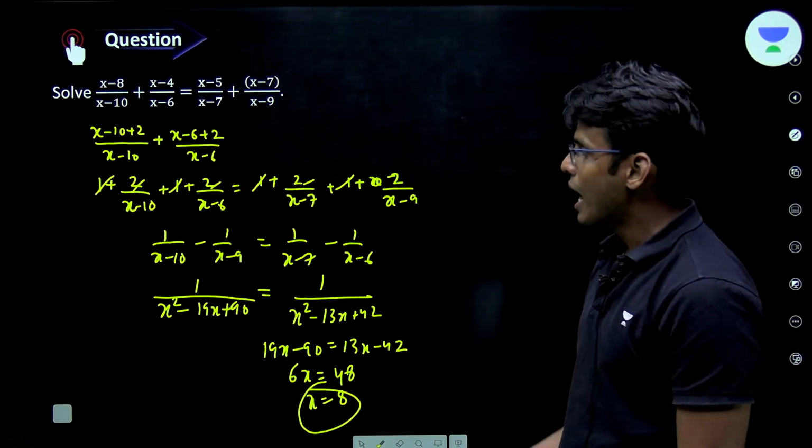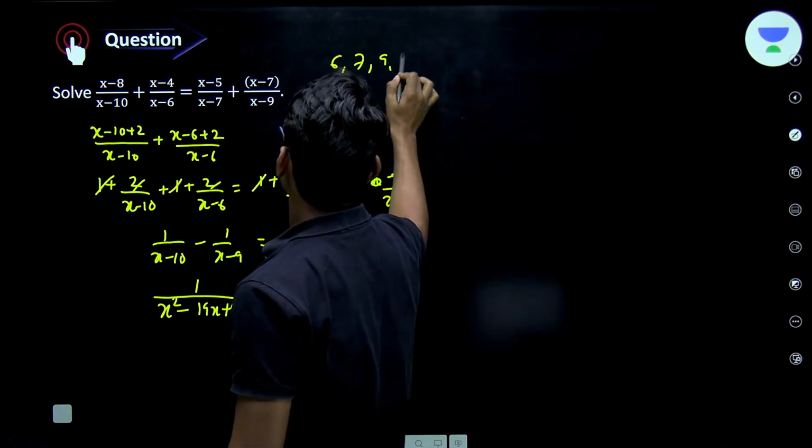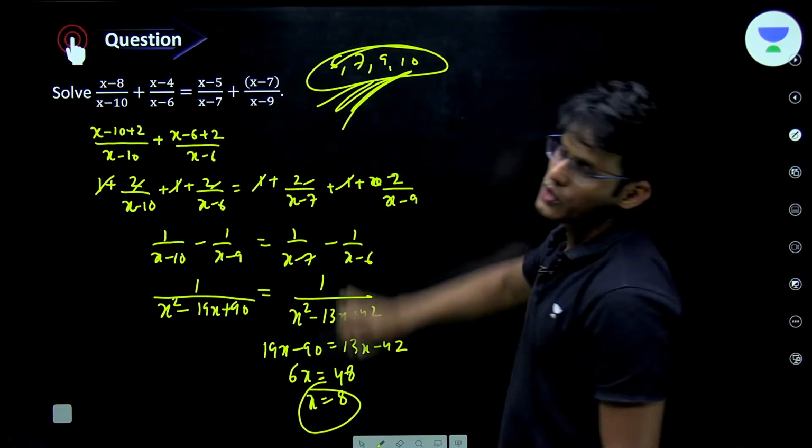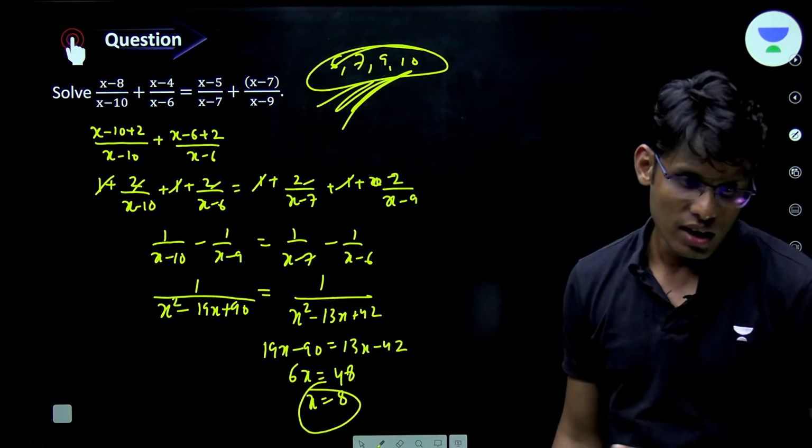Right? So usually the answer here is, you see, 6, 7, 9, 10. What is the average of these 4 numbers? The average of these 4 numbers is 8. So usually the answer is the average of these numbers.